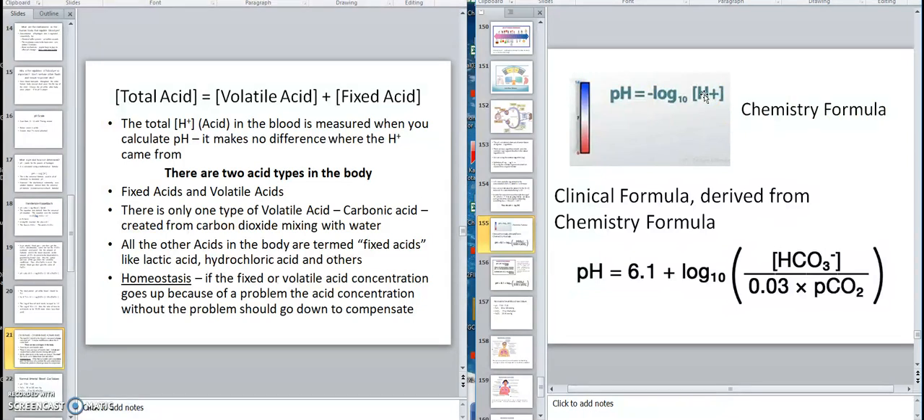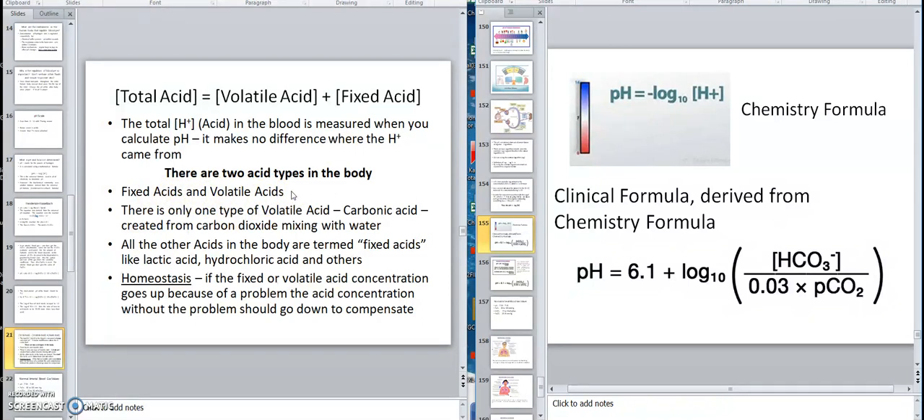Now, in the human body, there are two types of acids you have. Volatile acid and fixed acid. This is an important concept. The volatile acid and fixed acid equal the total acid that would go into this formula. Total acid in the blood is measured when you calculate the pH. It makes no difference where the H plus is not prejudicial. That number, wherever it came from, it goes here. There are two acid types in the body, fixed acids and volatile acids.